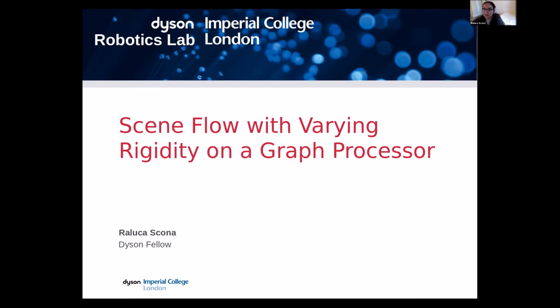So I'm a Dyson Fellow at Imperial College with Professor Andrew Davison, and today I'm presenting a project on scene flow estimation with varying rigidity for a graph processor. While this workshop is focusing on the SCAMP and per pixel processing, I would be very interested to hear your opinions on how this work could relate to that kind of processing as well.